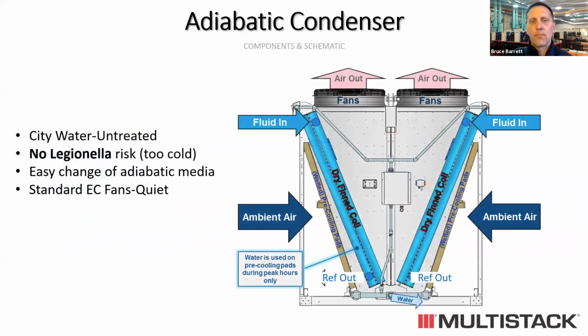How does it work? Well, here's a cross-section of an adiabatic condenser where fluid connections go. Again, city water can be untreated. That water does not touch the coil. It can be limey and scaly. It does not touch the coil. It absorbs into the media. There are refrigerant connections, obviously, from our chiller to the adiabatic. We can help out with that design as well.